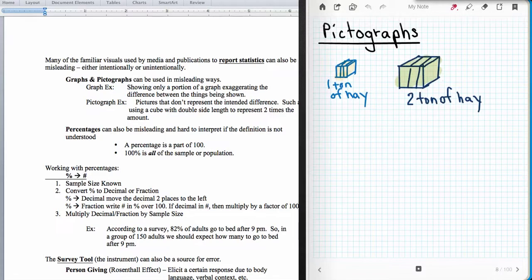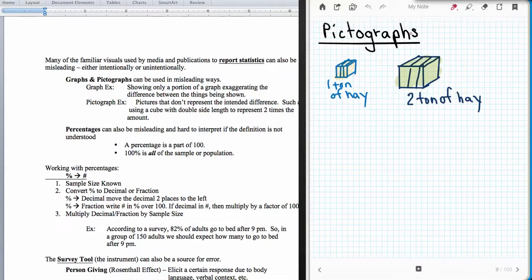Now the next one here is another type of picture. This is called a pictograph. Now pictographs are pictures that represent visually what's going on. So I've just drawn some pictures of hay. So this one represents 1 ton of hay and this represents 2 ton of hay.